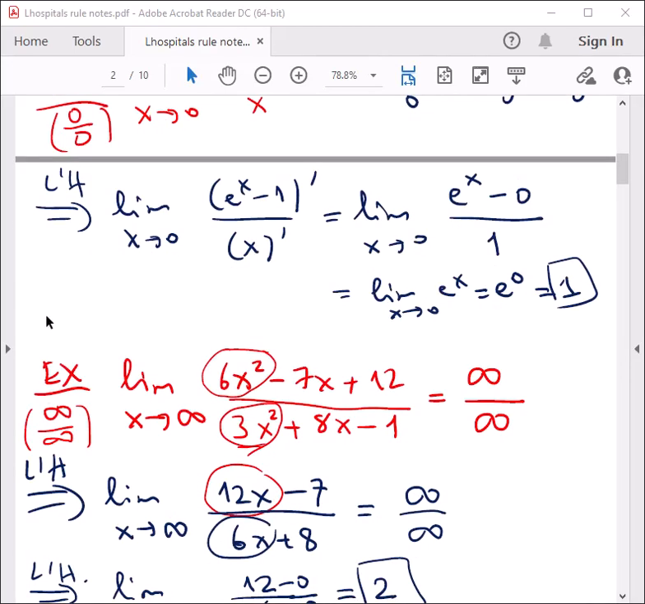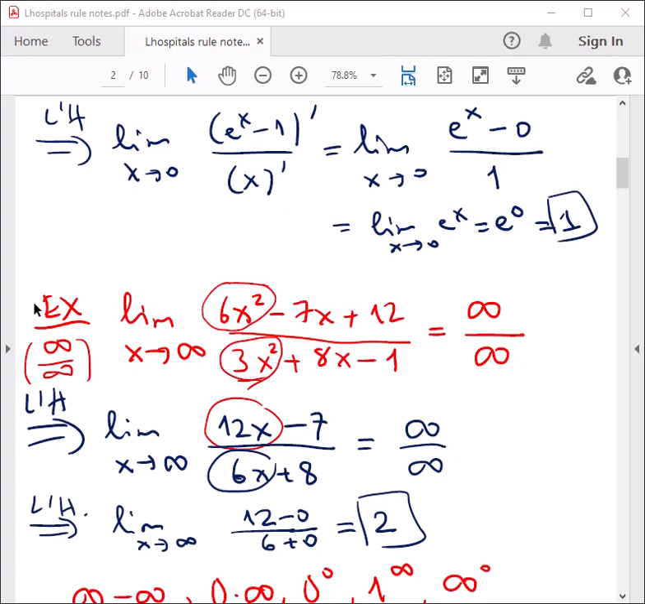Now, this is an example for infinity over infinity. We have done this again before, and it was a little bit longer. Now, this time it is going to be much faster and easier. So, 6x squared minus 7x plus 12 over 3x squared plus 8x minus 1 as x goes to infinity. So, when x gets very large, 6x squared and 3x squared, they will get very large as well as the dominating terms. So we are gonna get infinity over infinity.